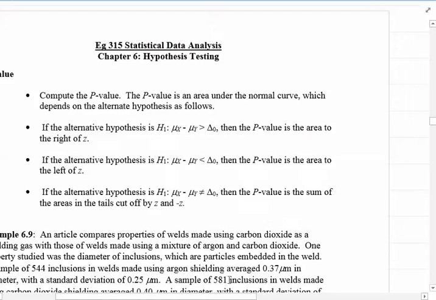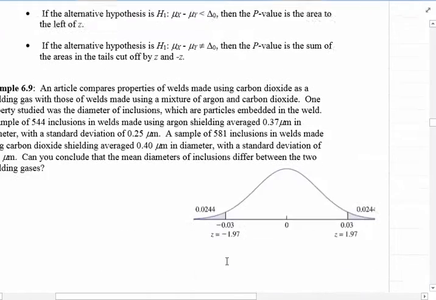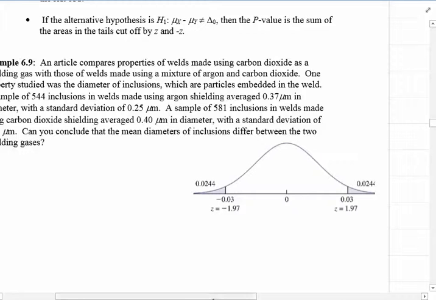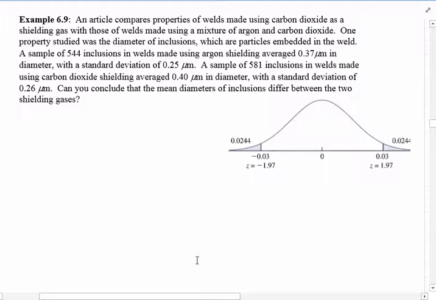All right, p-value works just the same. Okay, so let's look at this example. So when I read through that, I'll start writing down some information.